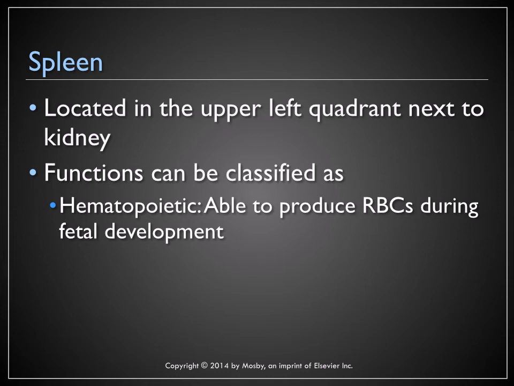Okay, now we'll discuss an organ called the spleen. The spleen is located in the upper left quadrant next to the kidney, and its functions can be classified as hematopoietic, which is the ability to produce RBCs during fetal development. The four major functions of the spleen are hematopoietic, filtration, immunologic, and storage. Hematopoietic function is the one we are talking about here, from the ability to produce RBCs during fetal development.